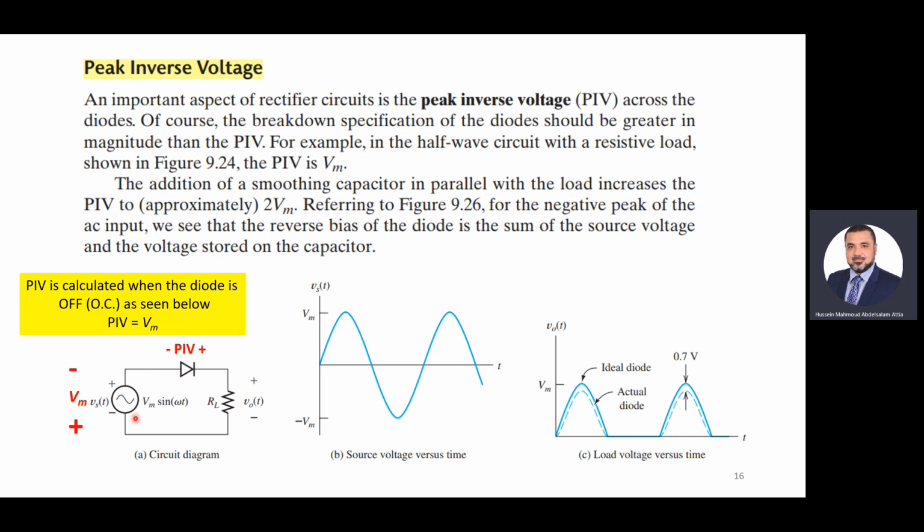So if we take a loop here, now the current is 0 because the diode is open circuit. Current here is 0 ampere, so the voltage across the diode equals V maximum. So PIV here equals V maximum. Very simple: PIV is the maximum voltage across the diode when it is reverse bias. Look at this point, this point is the maximum voltage across the diode when the diode is reverse bias.